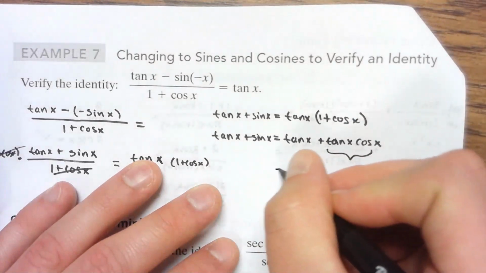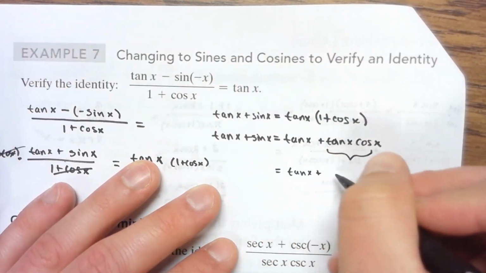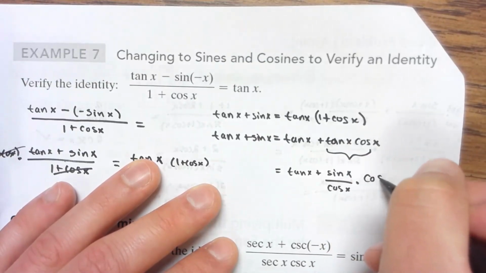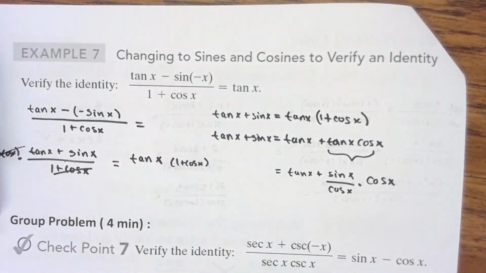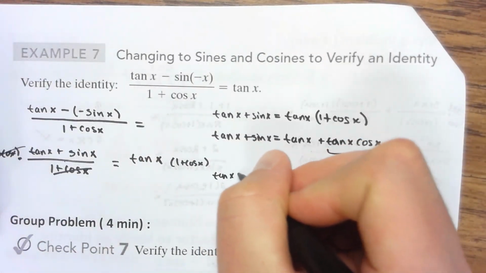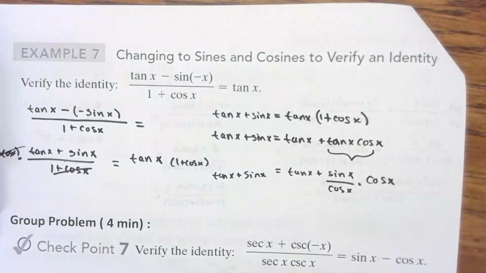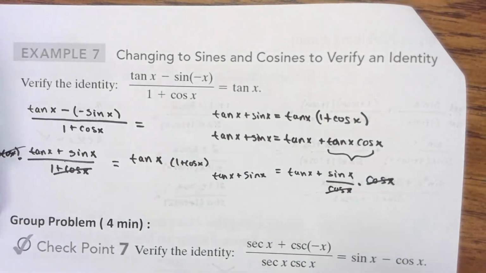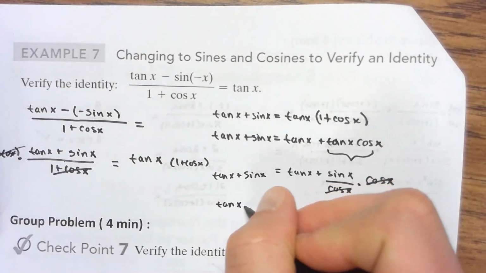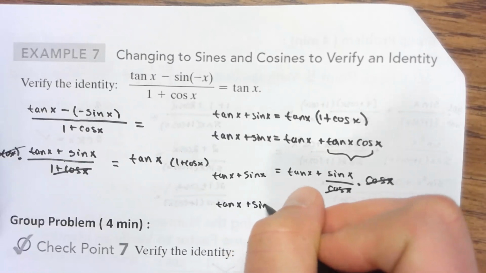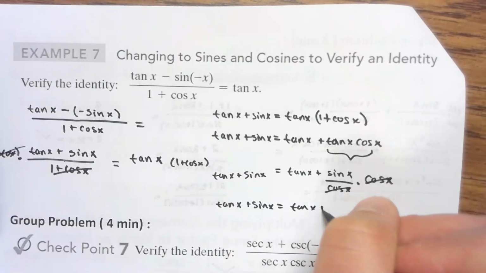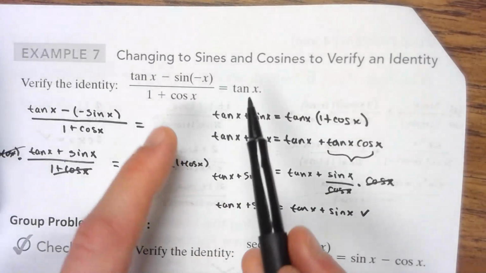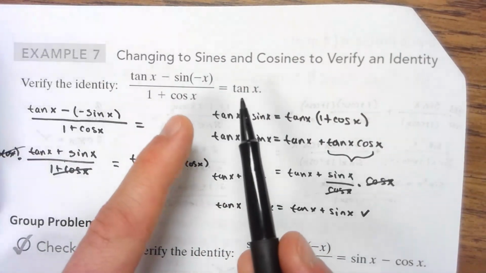So I'm going to work with this right side here and say that tangent is now sine of x divided by cosine of x, and then we're still multiplying by that cosine of x. The left side hasn't changed. By rewriting tangent as sine over cosine, now the cosines divide out, and so we're left with tangent of x plus sine of x equals tangent of x plus sine of x. Since both sides are the same, we have verified the identity.